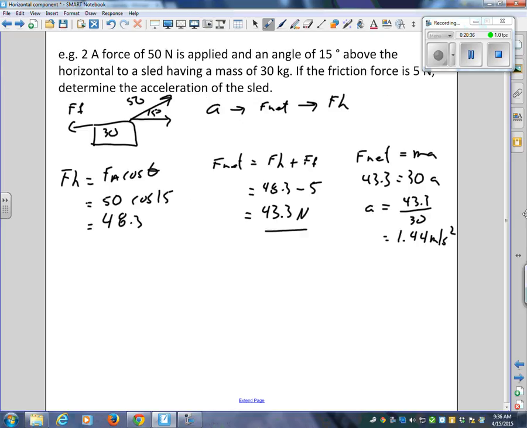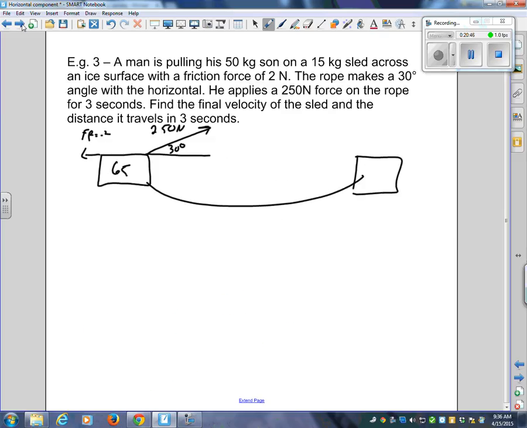So this part here, this is the dynamics part, where you have to get to the acceleration. And once you get to acceleration, then you get into the kinematics part, which is the last unit. That's the way physics works. It builds.